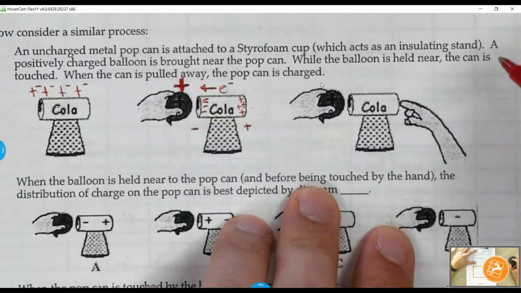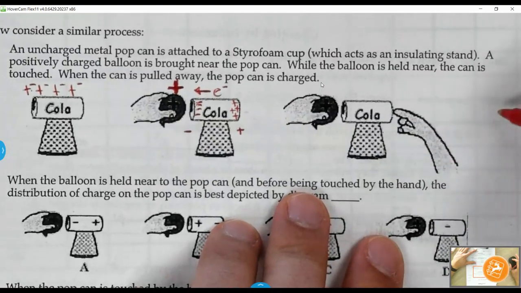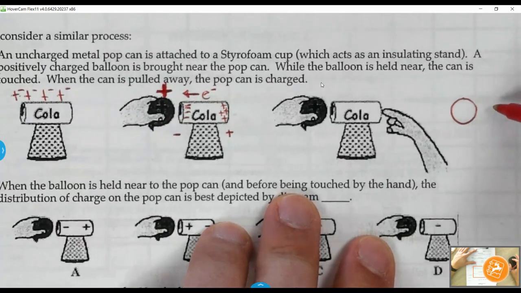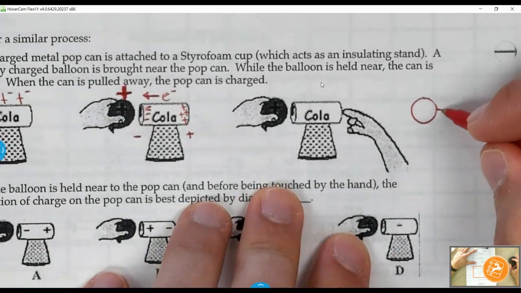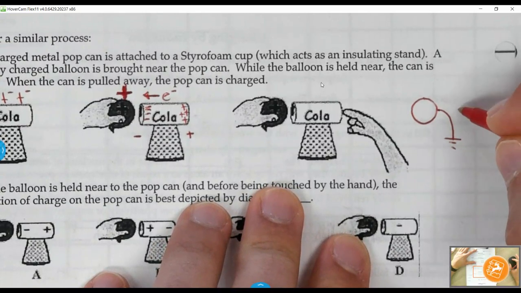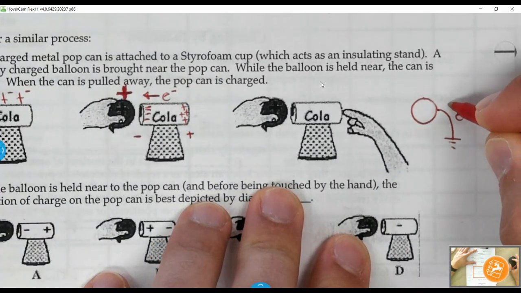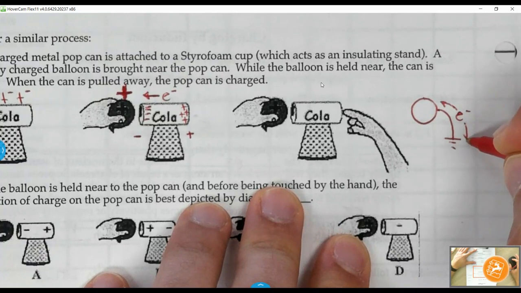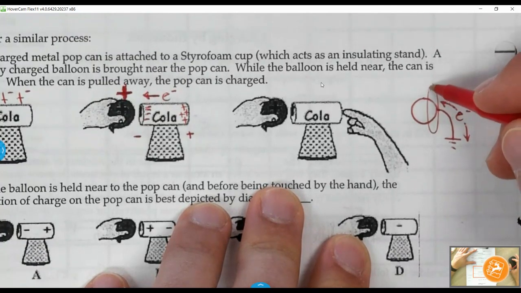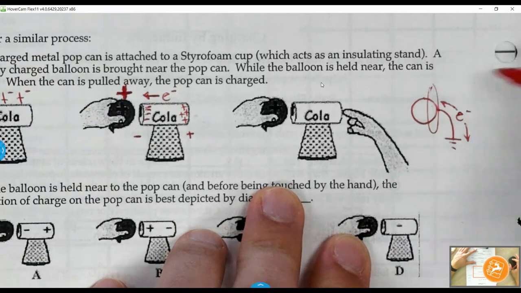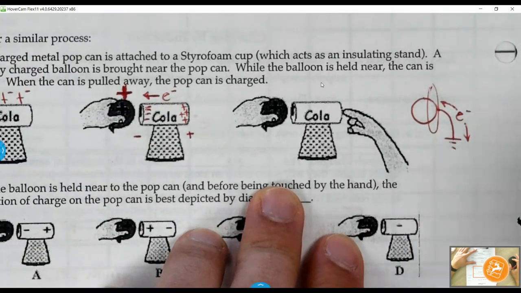When we add a grounding wire here, our hand is acting as our grounding piece, where electrons can either move in or move out to try and fix the charge on the right-hand side, or whatever side we put our piece on.